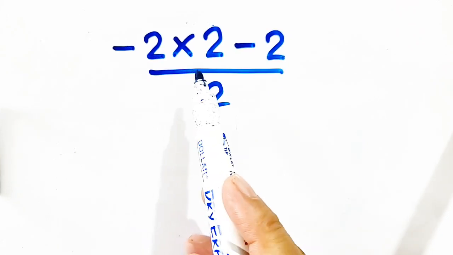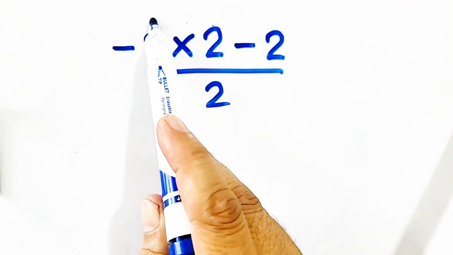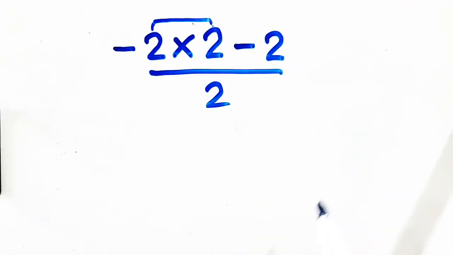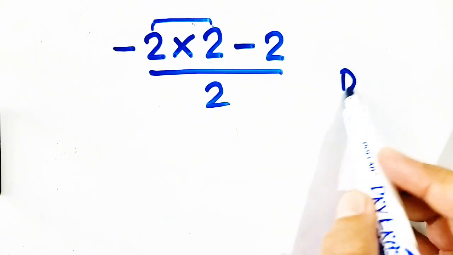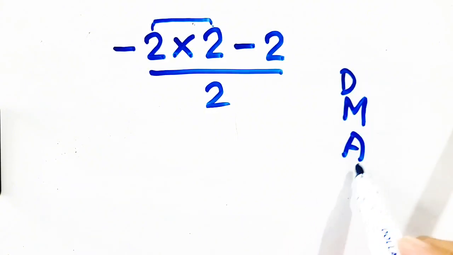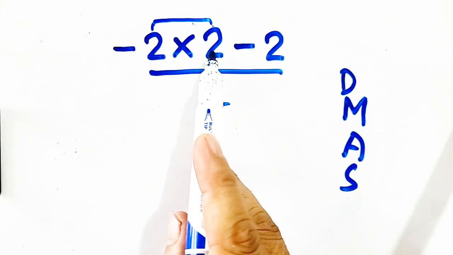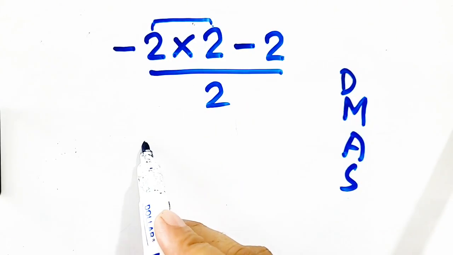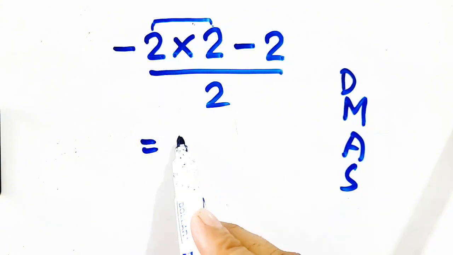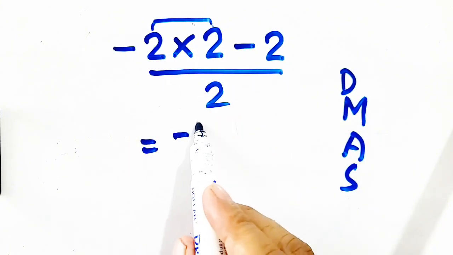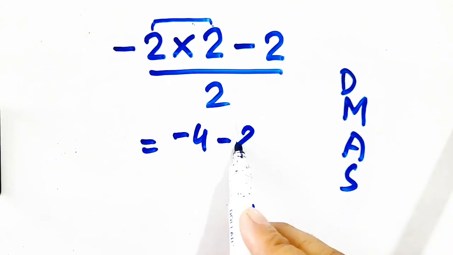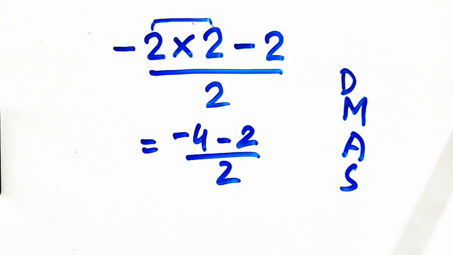To solve this question correctly, first of all, we have to multiply according to the DMAS rule, or PEMDAS rule, or BODMAS rule. So multiplication will be solved first. So minus 2 times 2 will be performed first. So we will get the answer minus 4 minus 2 divided by 2.